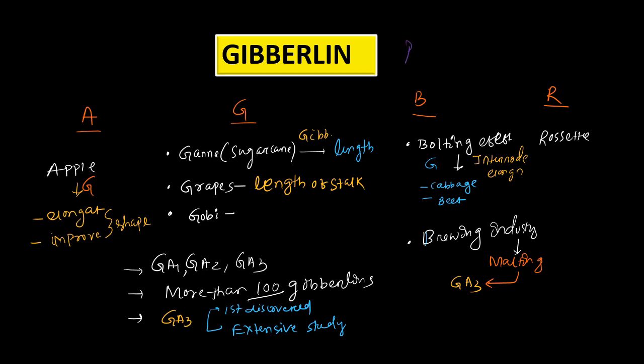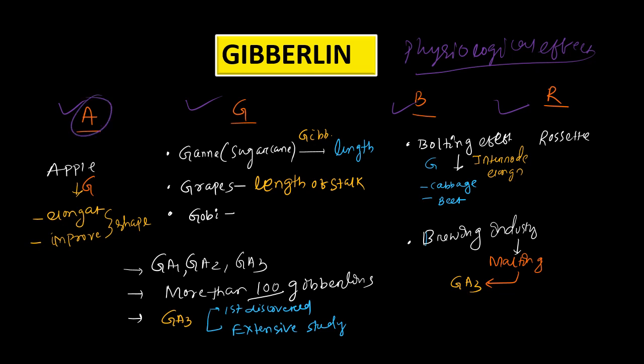Gibberellin has different physiological effects. So what exactly are these physiological effects? I am writing in a mnemonic way: A, G, B, R. What is A? In A we study apple. If you spray gibberellin on the apple, the apple will elongate. After that, the quality also improves. Improvement and elongation of shape, and quality also improves due to gibberellin.